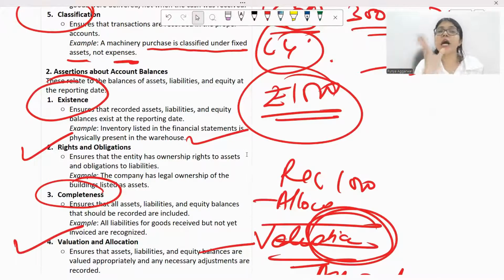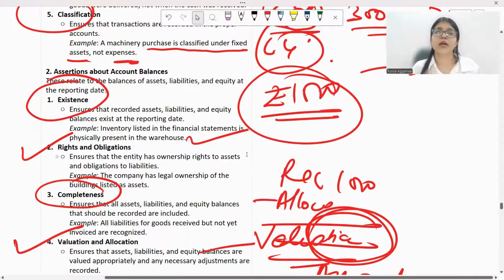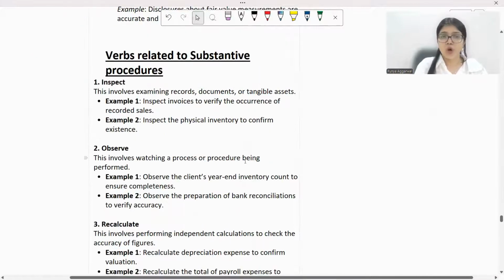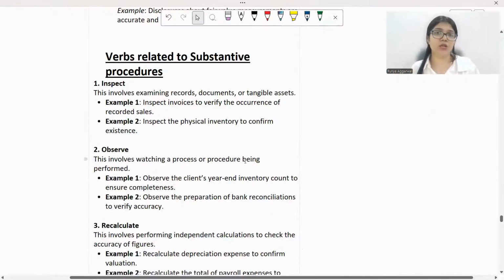So rather than learning, understand these assertions, right? I've used really simple examples. I hope it is clear to you. Now let's move forward with the next topic, which is verbs that are related to your substantive procedures. The verbs that you use: discuss, recalculate, reperform, inspect, observe, all of these, right?